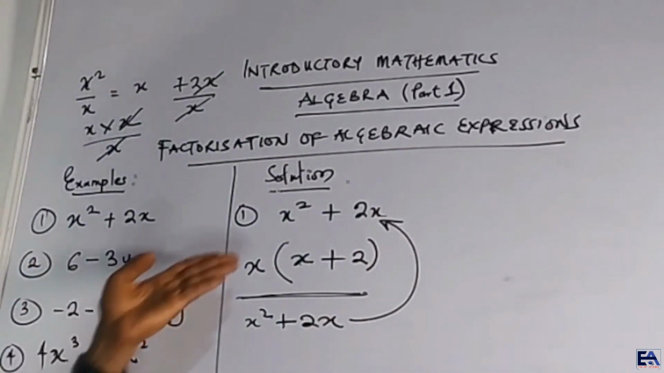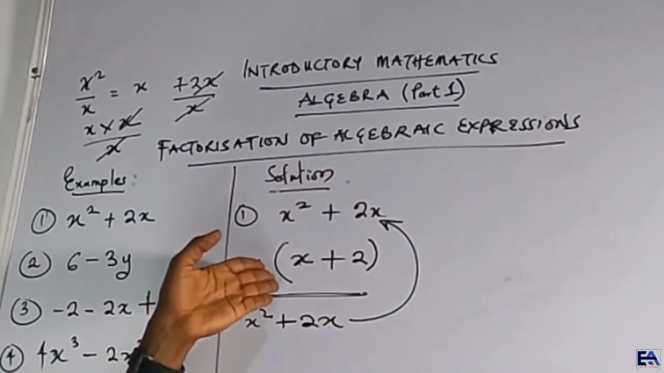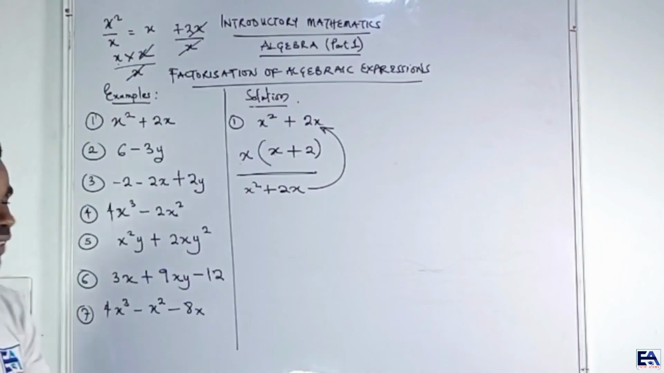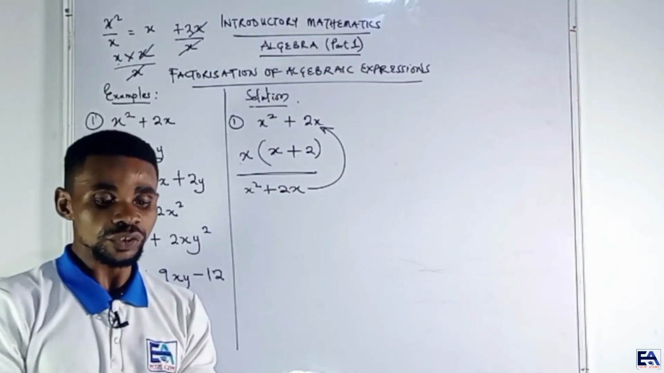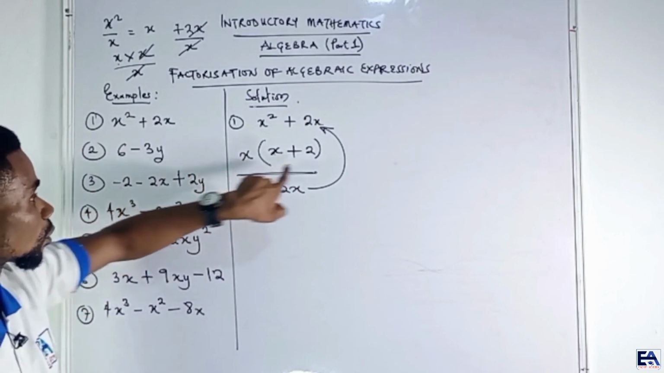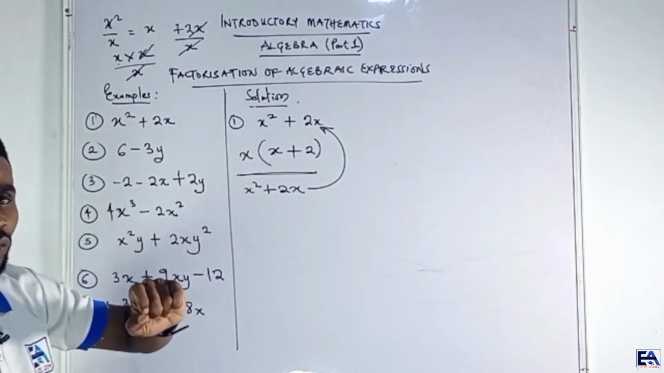So this is the expanded form. This is the factorized form. By the time you expand it, you go back to this form again. So that's how it just works. They are opposites. In expansion, you multiply, just the same way we multiply this by x, also multiply this by x. But in factorization, you divide.